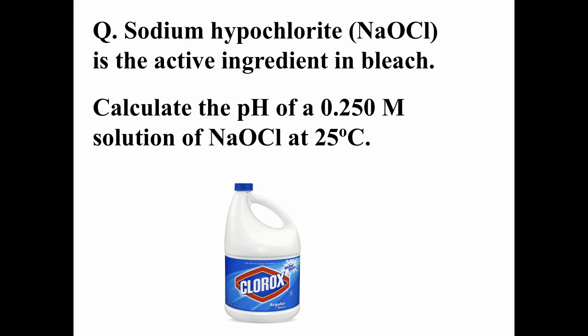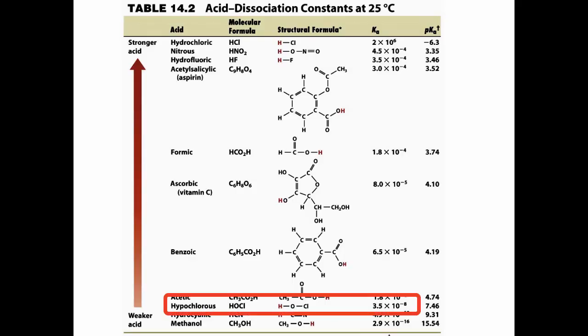So if we have a question such as this, we have sodium hypochlorite, NaOCl. This is the active ingredient in bleach, so if you look on a bottle of bleach, you'll find that listed as the main ingredient. And we'd like to find the pH of a 0.250 molar solution of sodium hypochlorite, NaOCl. Now, when we look for a K value for sodium hypochlorite, we typically won't find that. But what we will find is a K sub A value for hypochlorous acid, HOCl.